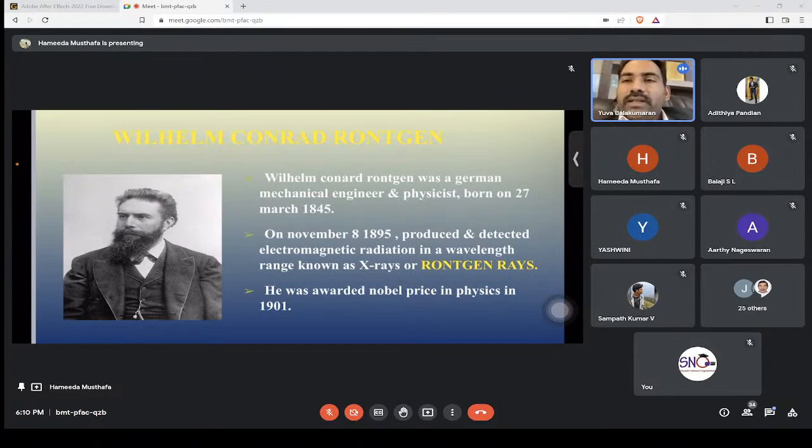So the father of radiology is considered to be Wilhelm Conrad Röntgen. He is a German mechanical engineer and a physicist, born on March 27, 1845. On November 8th, 1895, he discovered X-rays. It was known as X-rays because he didn't know what to name it. So it is known as X-rays or Röntgen rays. He was awarded the Nobel Prize in Physics in 1901 for discovering the X-rays.